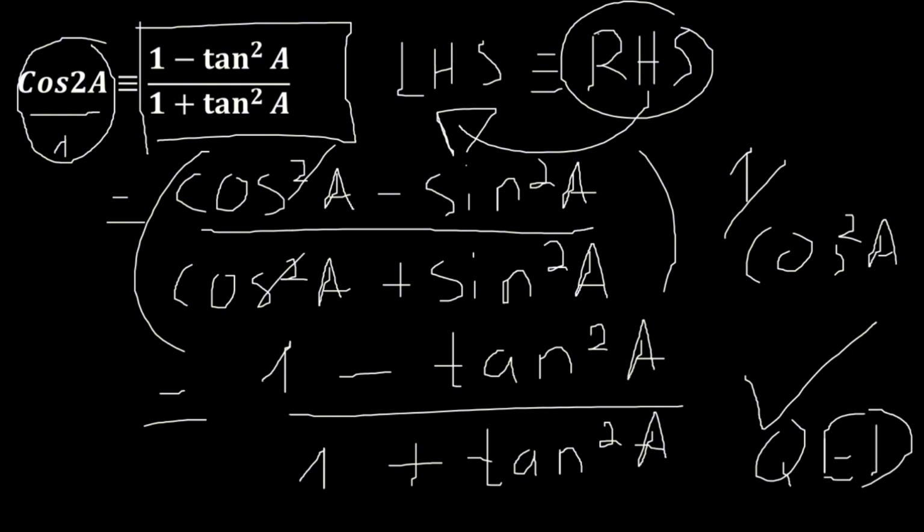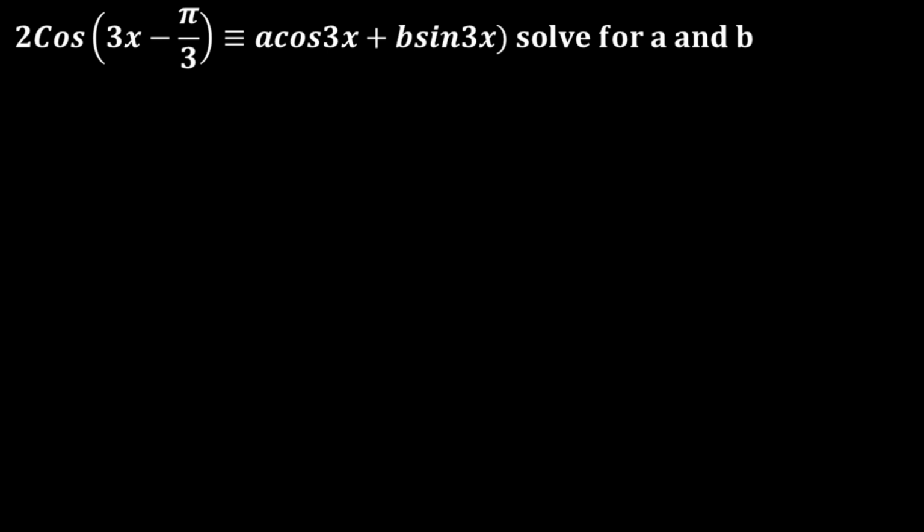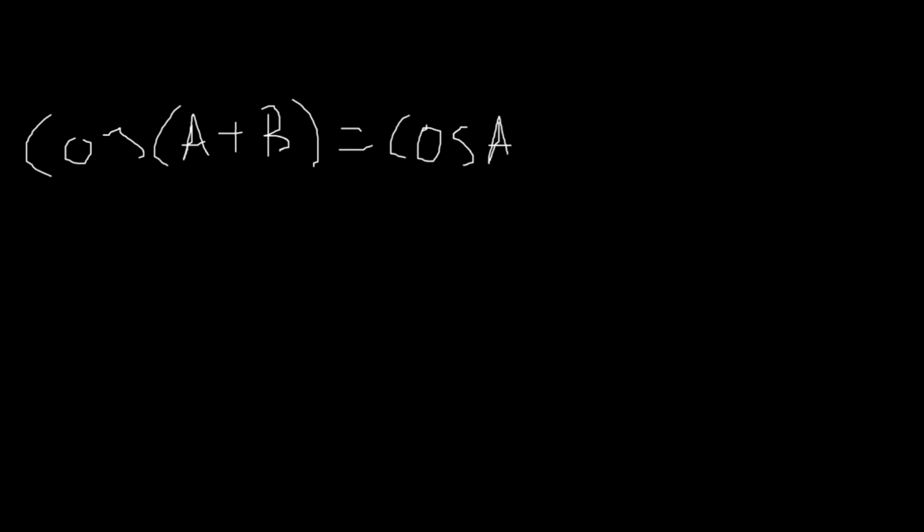Okay, let's proceed. We have 2 cos (3x minus pi on 3) is equal to a cos 3x plus b sin 3x. Solve for a and b. This and this are equal, or almost equivalent, and you're asked to solve for a and b. You know from trigonometry that if you have cos (a plus b), it is equal to what? Cos a cos b minus sin a sin b.